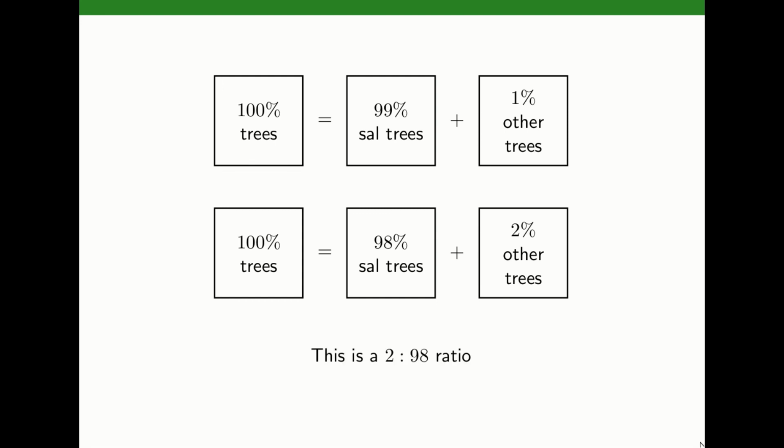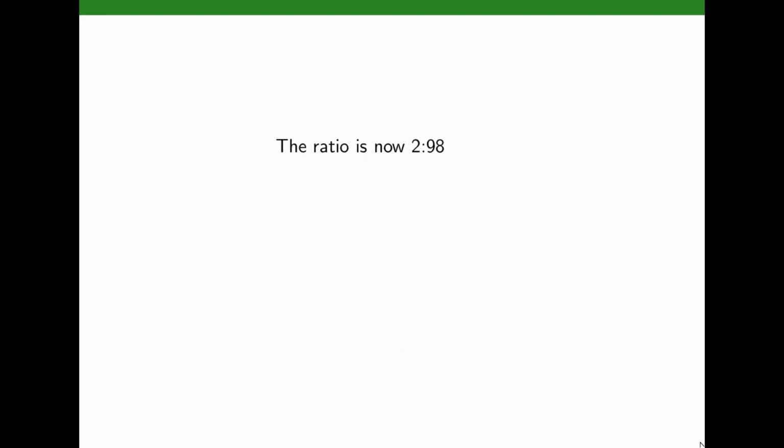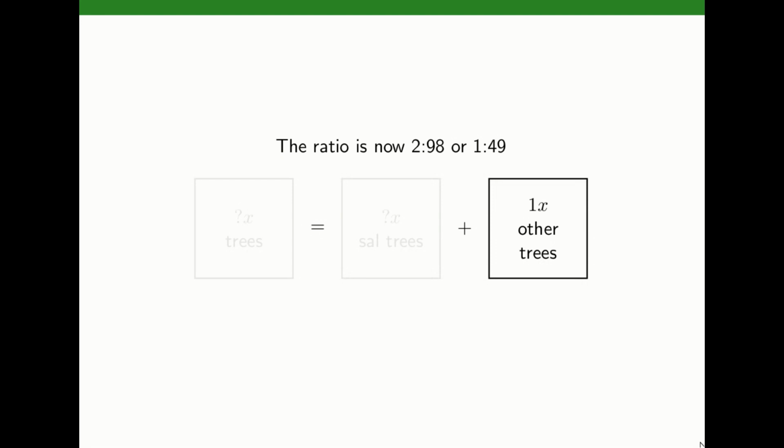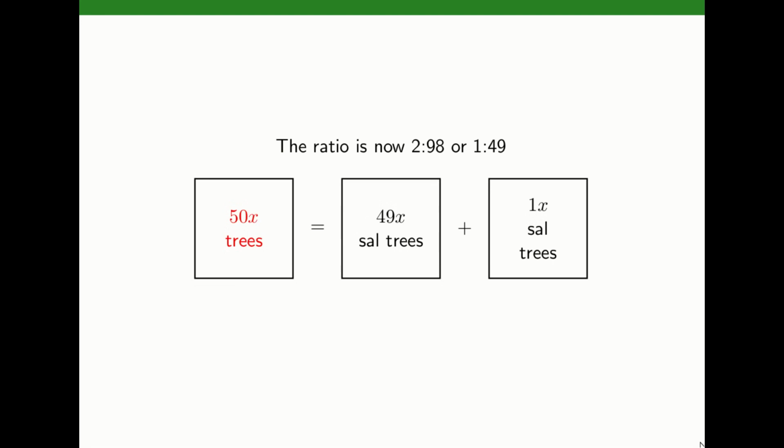Now let's focus on the ratio that we have achieved. We know the ratio is now 2:98, or it is 1:49. So let's do a reverse calculation. 1:49 means we have 1x other trees, 49x sal trees. When you add them up, you have got 50x trees. So the trees went from 100x to 50x. So this was an explanation using the ratios.